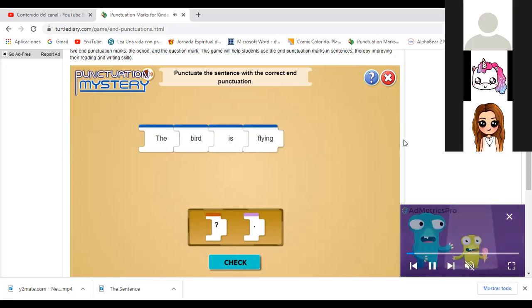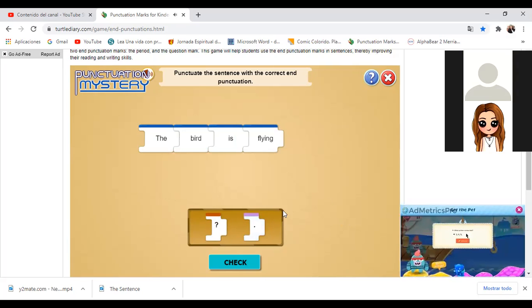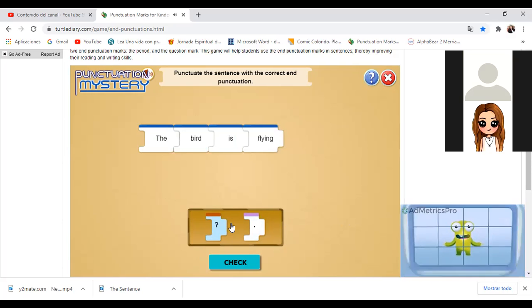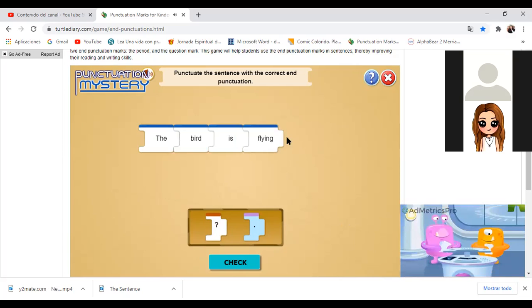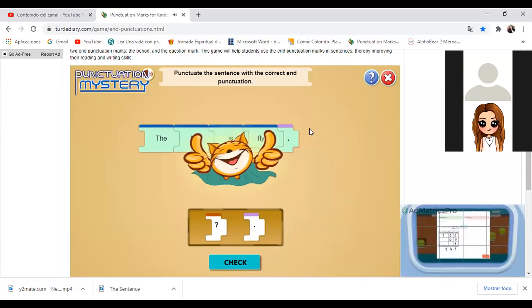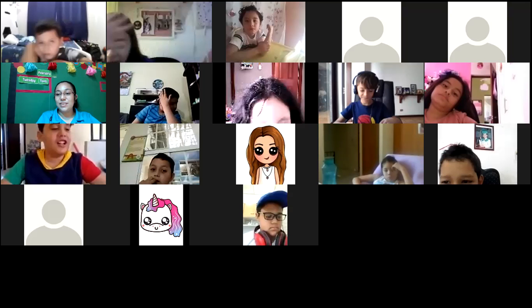The bird is flying. Okay, Valeria Soriano, the bird is flying. Question mark or period? The bird is flying. Period. Okay. Let me see if it is period. And good check. Yes, this one is period. Good job. Okay, excellent. You win a lot. Okay, excellent. So you did an excellent job.